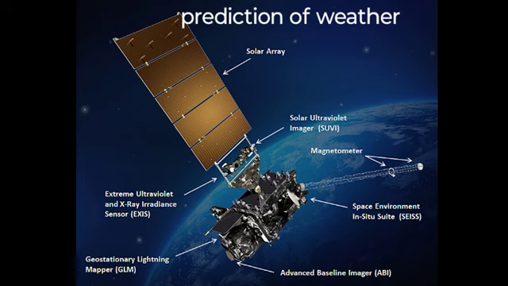Polar operational environmental satellites, POES, help to predict weather conditions. POES satellites orbit longitudinally from pole to pole. They have a sun-synchronous orbit, which allows them to scan the entire Earth's surface in 14 orbits over a day's time, 24 hours. Other satellites of NOAA.